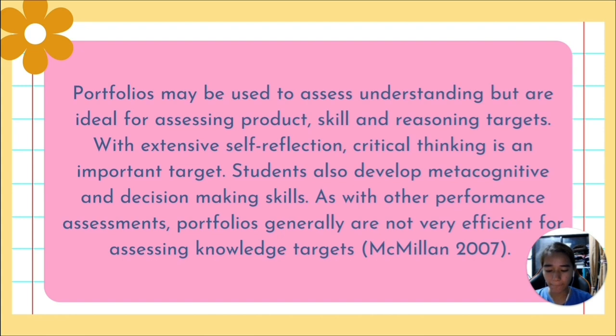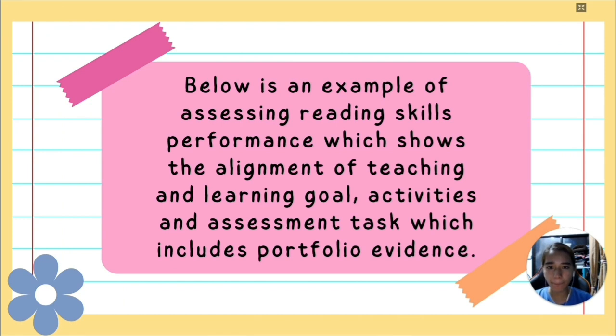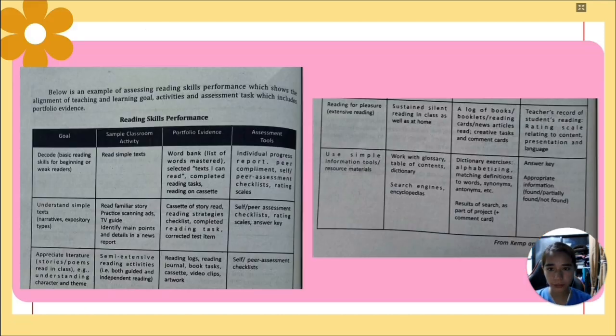So here is an example of assessing reading skills performance, which shows the alignment of teaching and learning goals, activities, and assessment tasks, which include portfolio evidence. We have here the goal, sample classroom activity, portfolio evidence, and assessment tools. In the first part, we have here the goal.